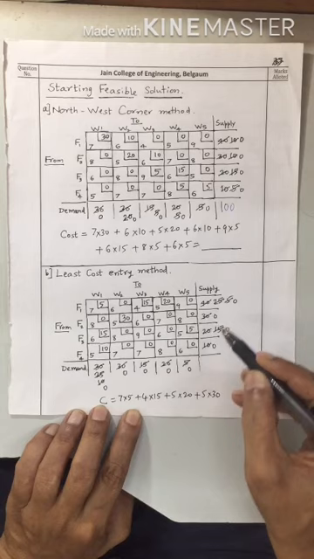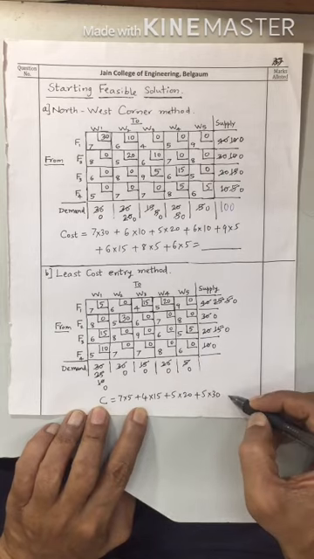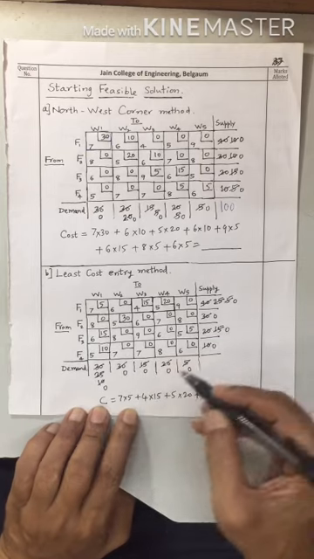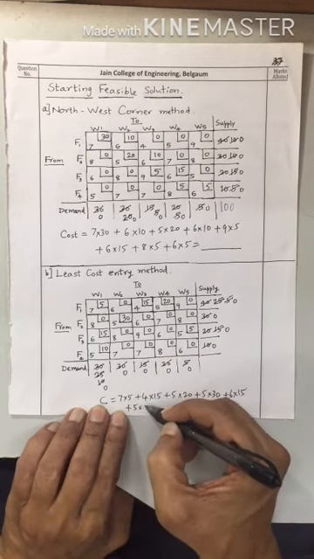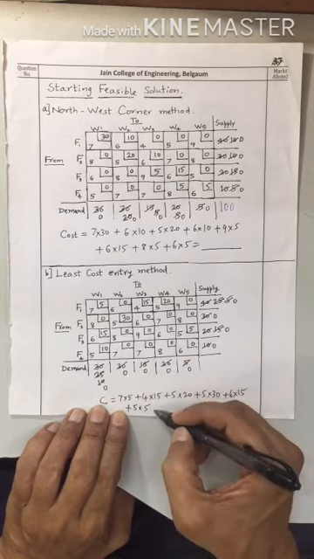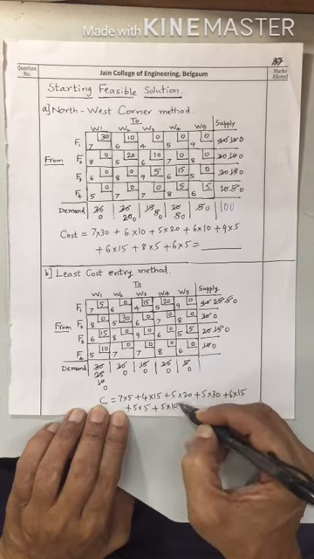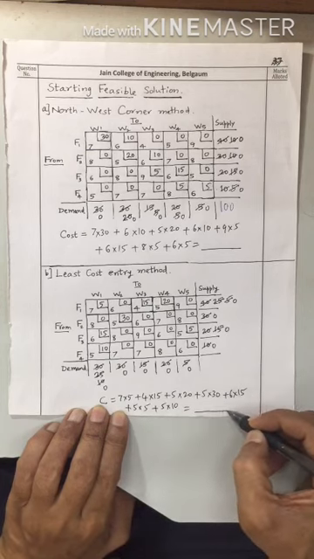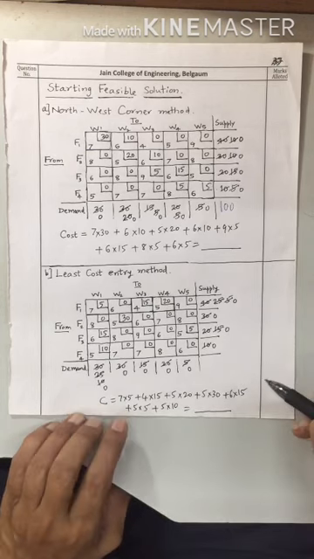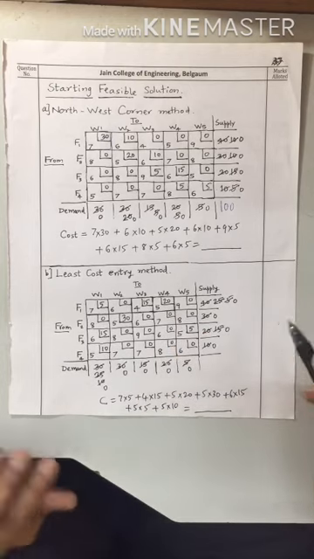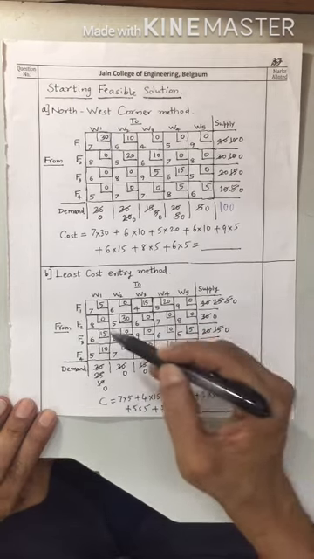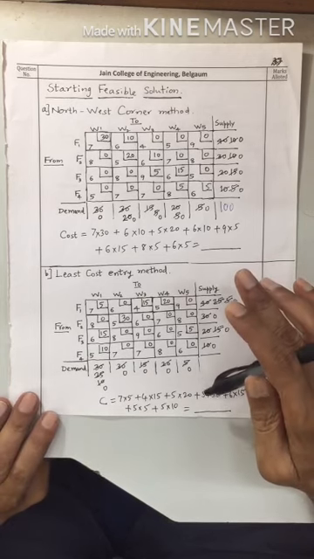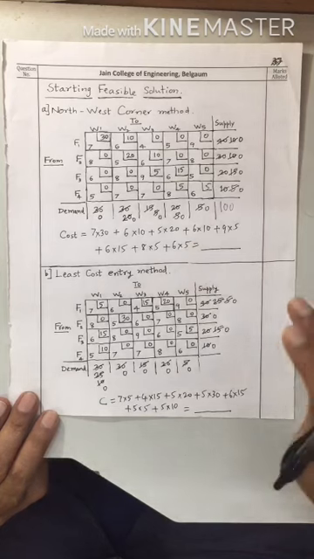You can calculate this, plus 6 into 15, plus 5 into 5, plus 5 into 10. So whatever you get here, this is the cost. So this method will take into account the transportation cost. Therefore, definitely in general, this is a better method rather than this.